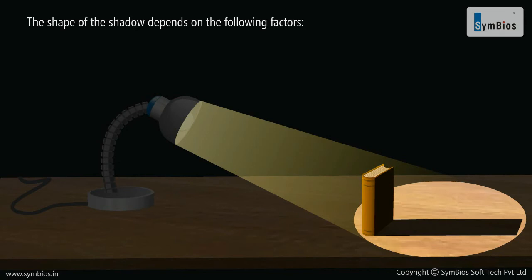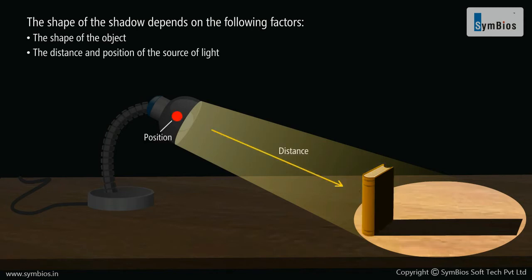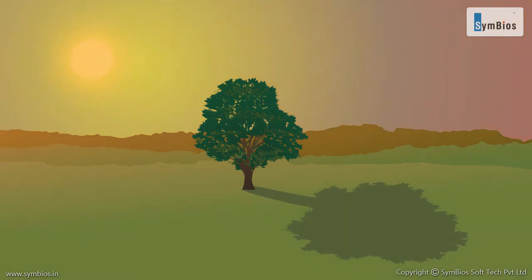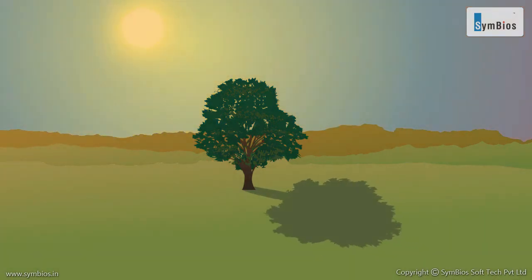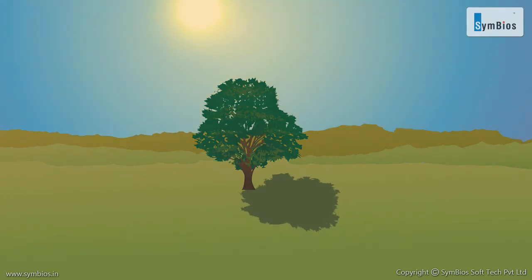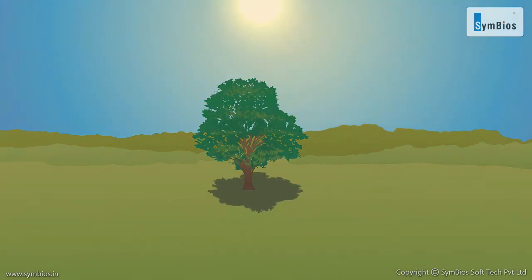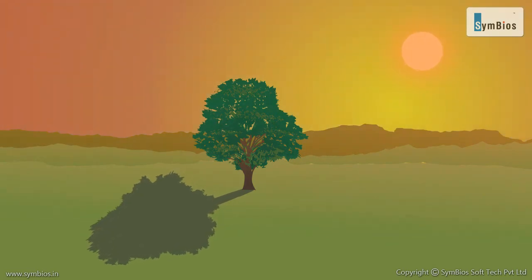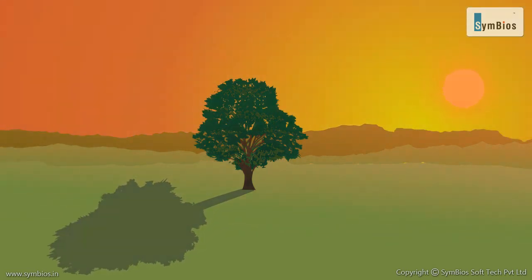The shape of the shadow depends on the following factors: the shape of the object, the distance and position of the source of light, and the size of the source of light. Now, if we consider the sun to be the main source of light, we will observe that sunlight causes objects to have shadows of various sizes at different times of the day. That is, the shadow of an object placed under sunlight changes in length and direction during the day as the sun changes its position in the sky.